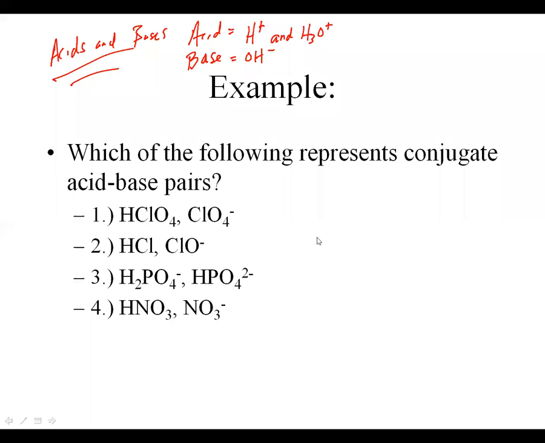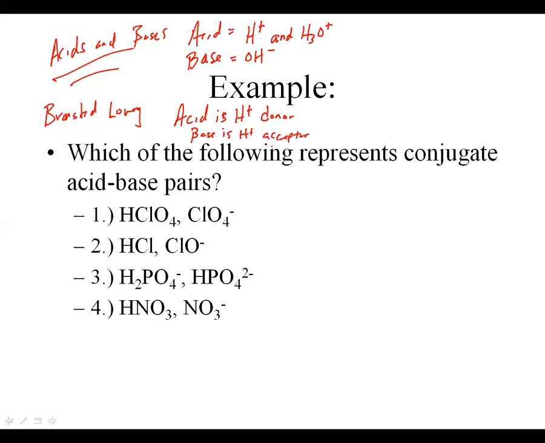So we finished up talking about a generic definition of an acid and base, and one that people oftentimes think about when we think about acids and bases, and that's the Bronsted-Lowry definition. And in the Bronsted-Lowry definition, an acid is a proton donor. So it's able to give away that proton, while a base is a proton acceptor. So it's able to accept that.